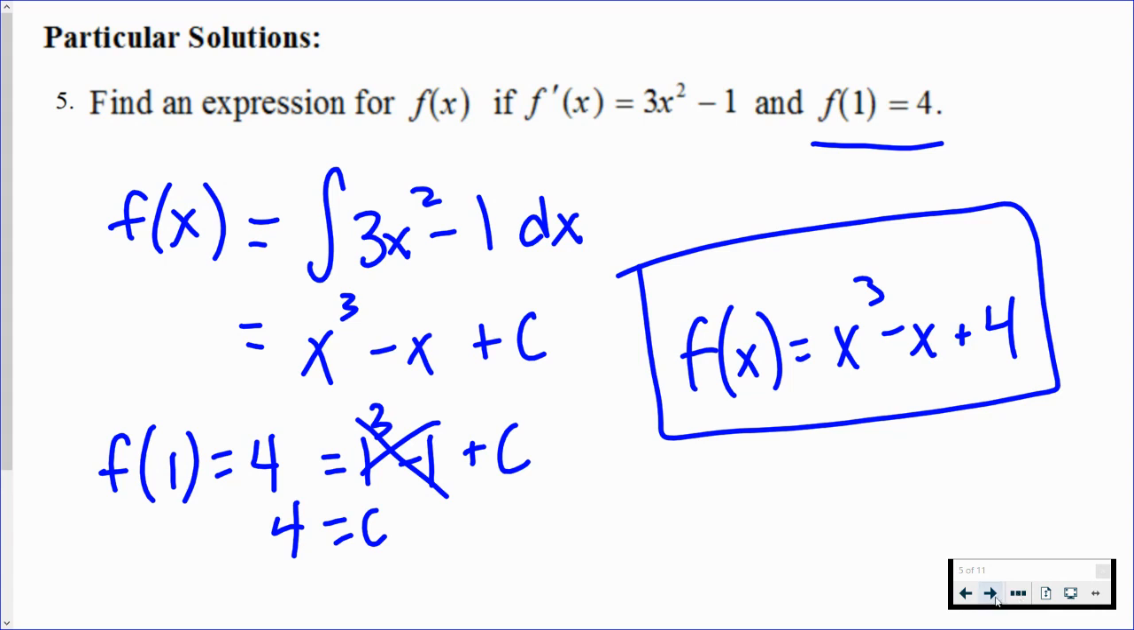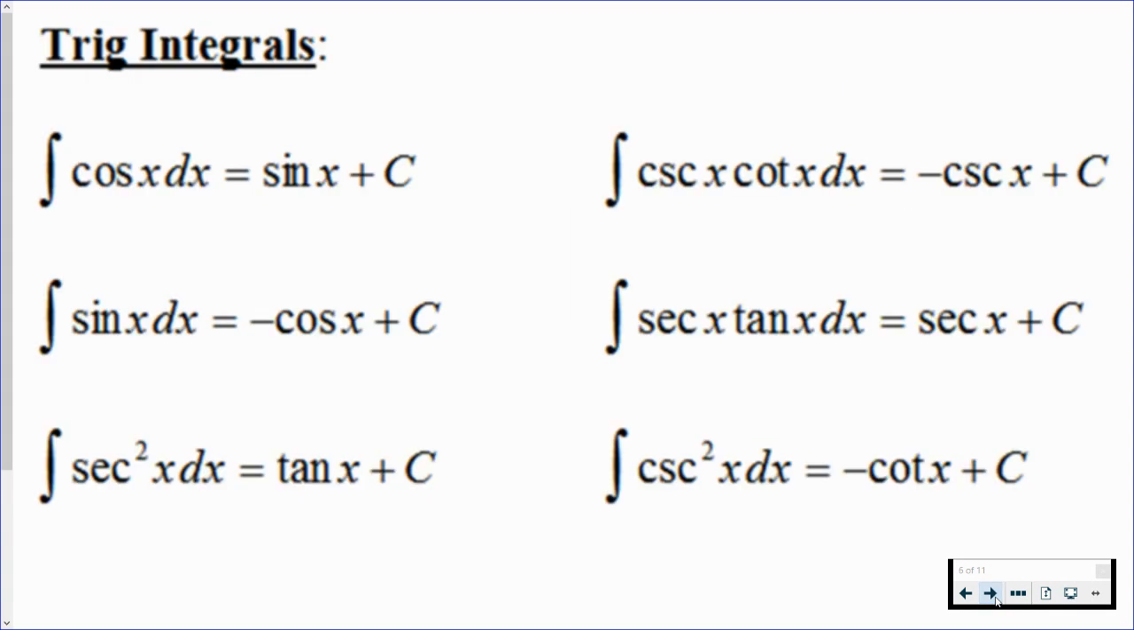Okay. Let's also talk about a very big piece, which is trig. Just a quick reminder of our trig integrals. Integral of cosine is sine. Integral of sine is negative cosine. Integral of secant squared is tangent. Integral of cosecant cotangent is negative cosecant. Integral of secant tangent is secant. Integral of cosecant squared is negative cotangent.